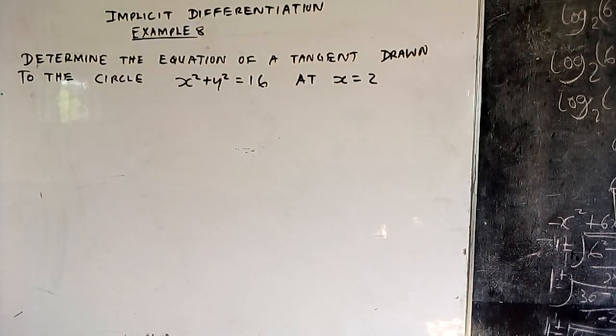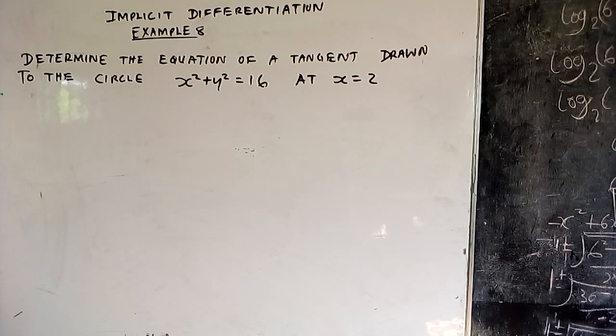Example number 8, on implicit differentiation. Determine the equation of a tangent drawn to the circle x squared plus y squared is equal to 16 at a point when x is equal to 2. Now, if you look at this case, when you want the equation of a tangent, you know that the derivative of a curve at a point is actually the gradient of the tangent at that point, isn't it?